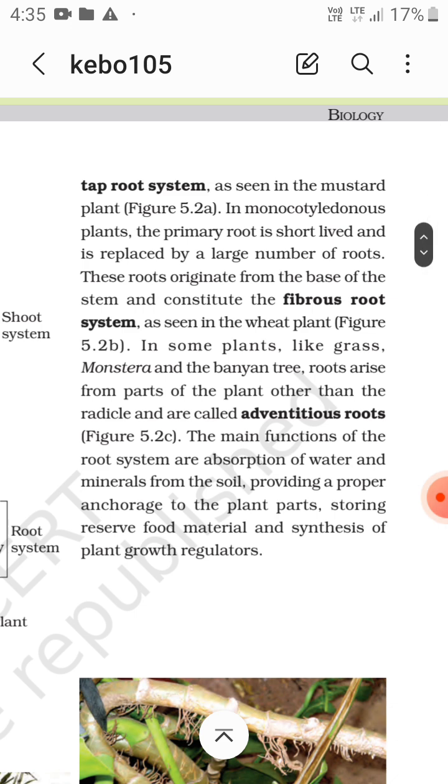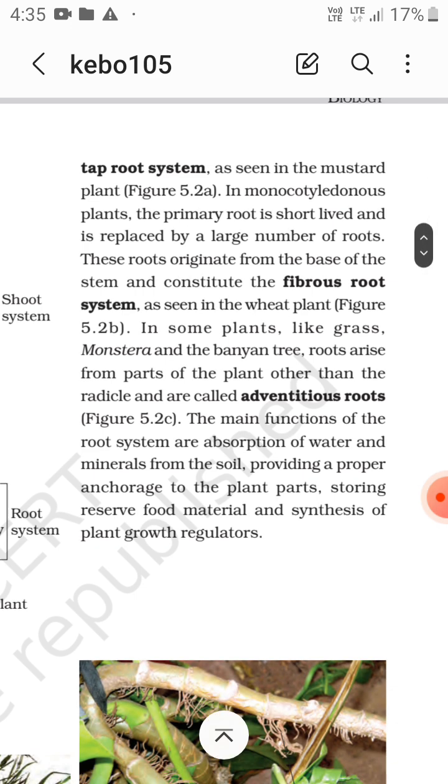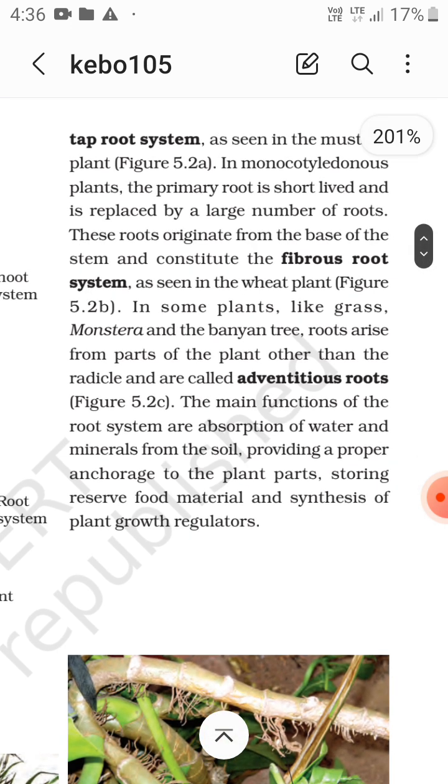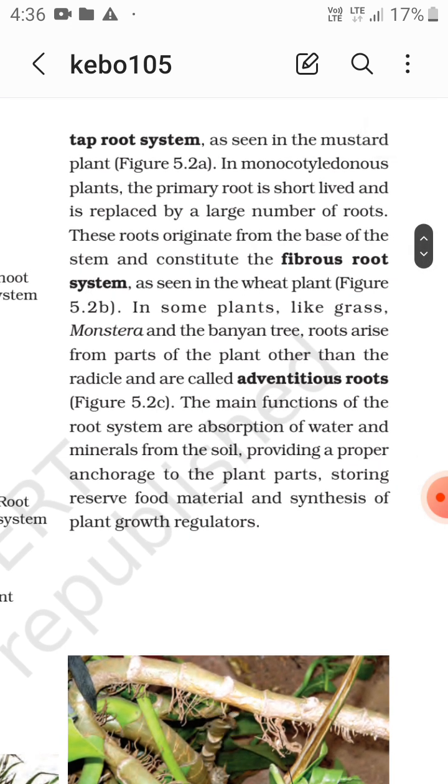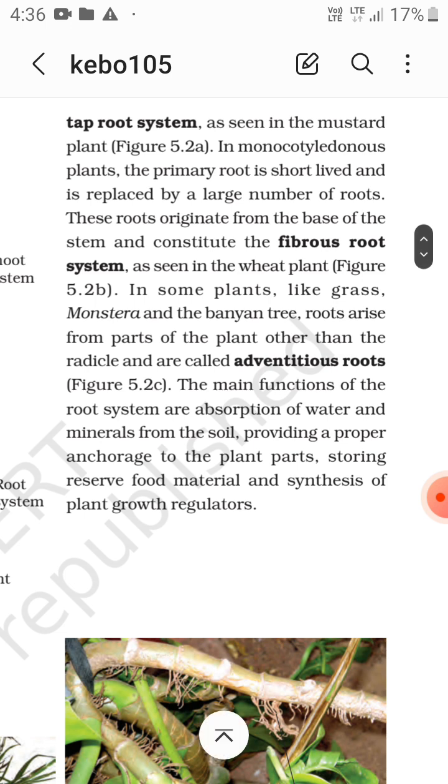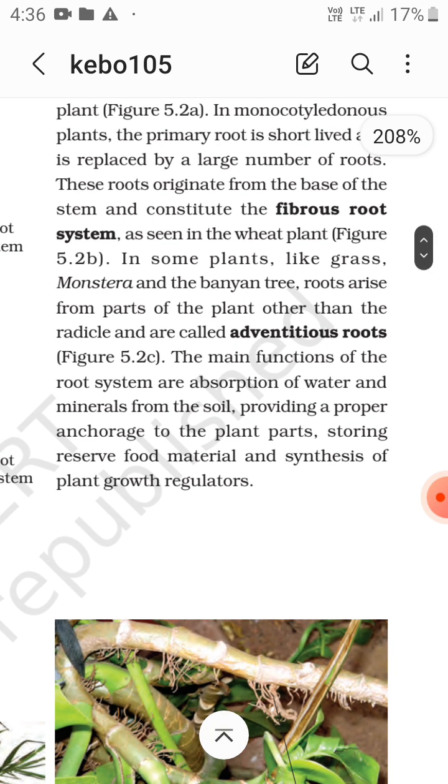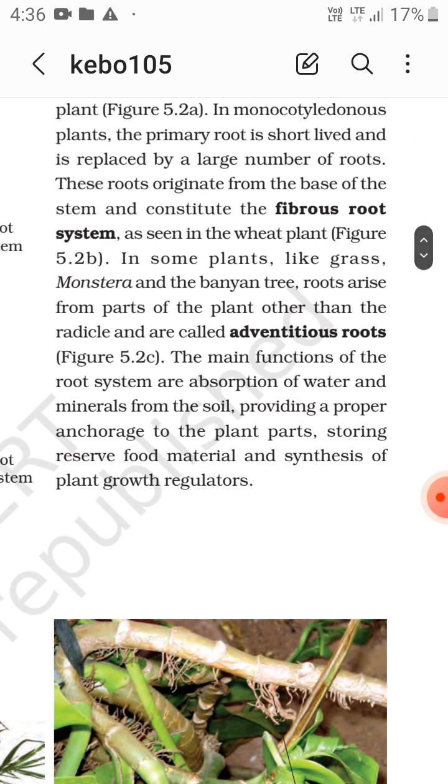In some plants like grass, monstera, and banyan tree, we see adventitious roots. Here roots arise from parts of the plant other than the radicle. So these are the adventitious roots. Examples are grass, monstera, and banyan tree, right?